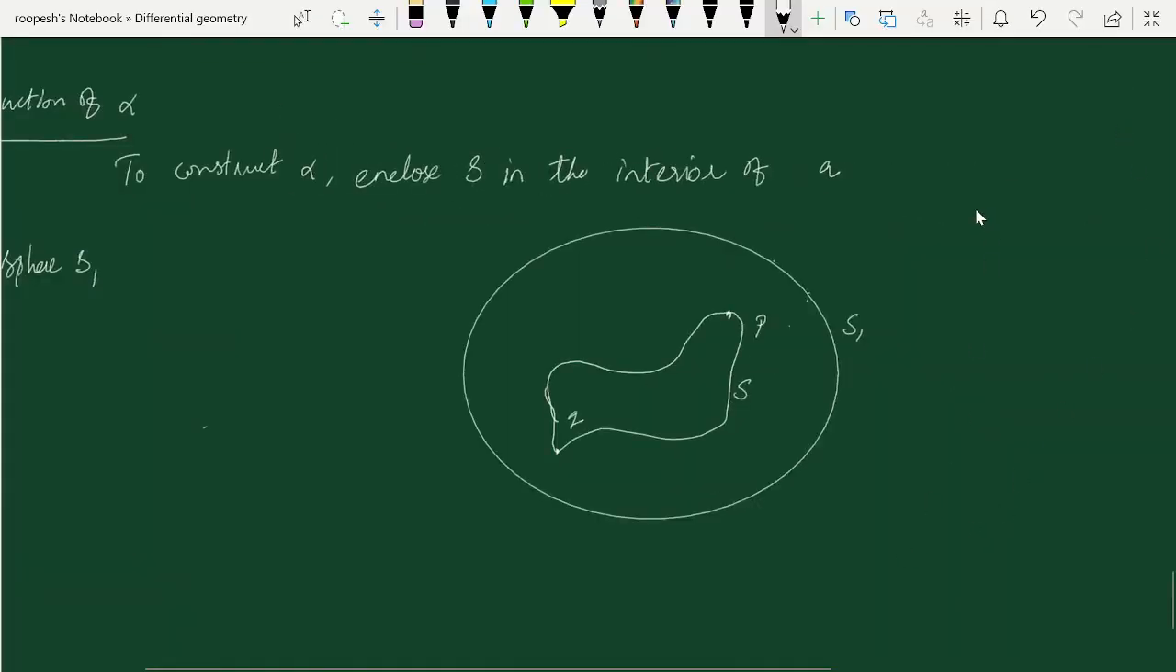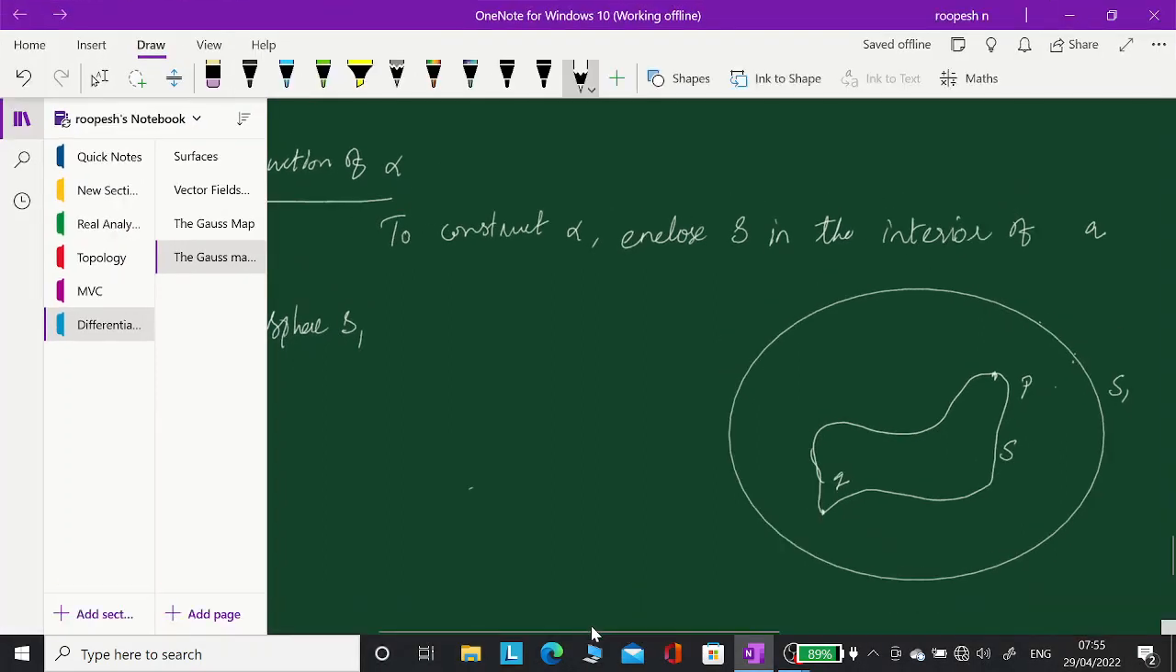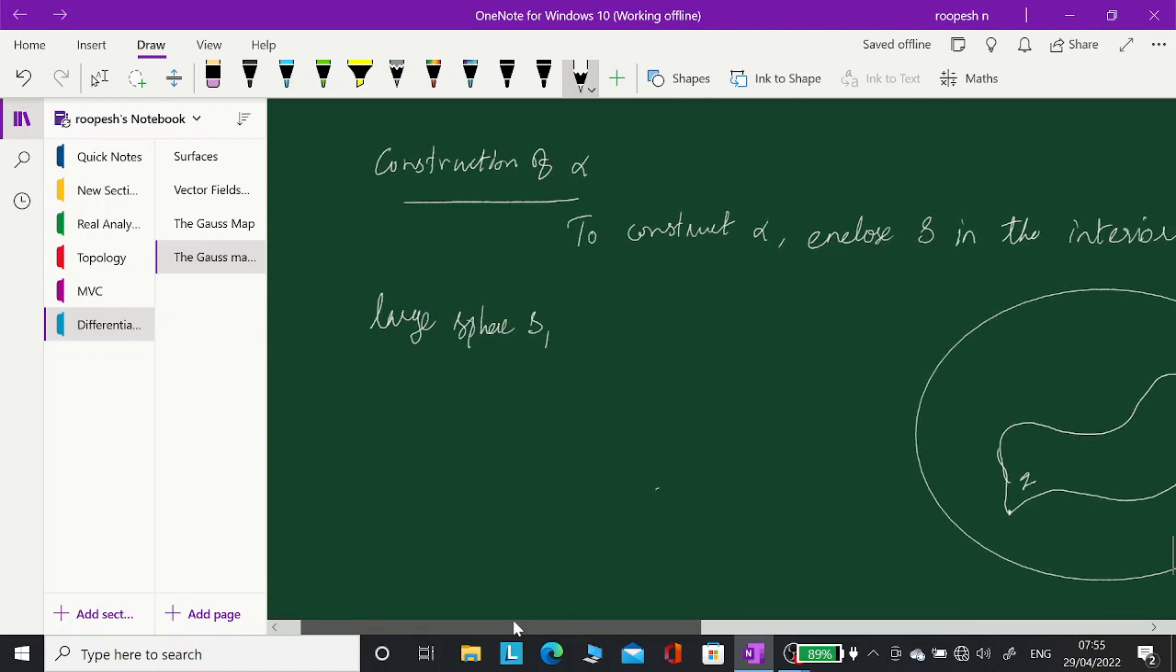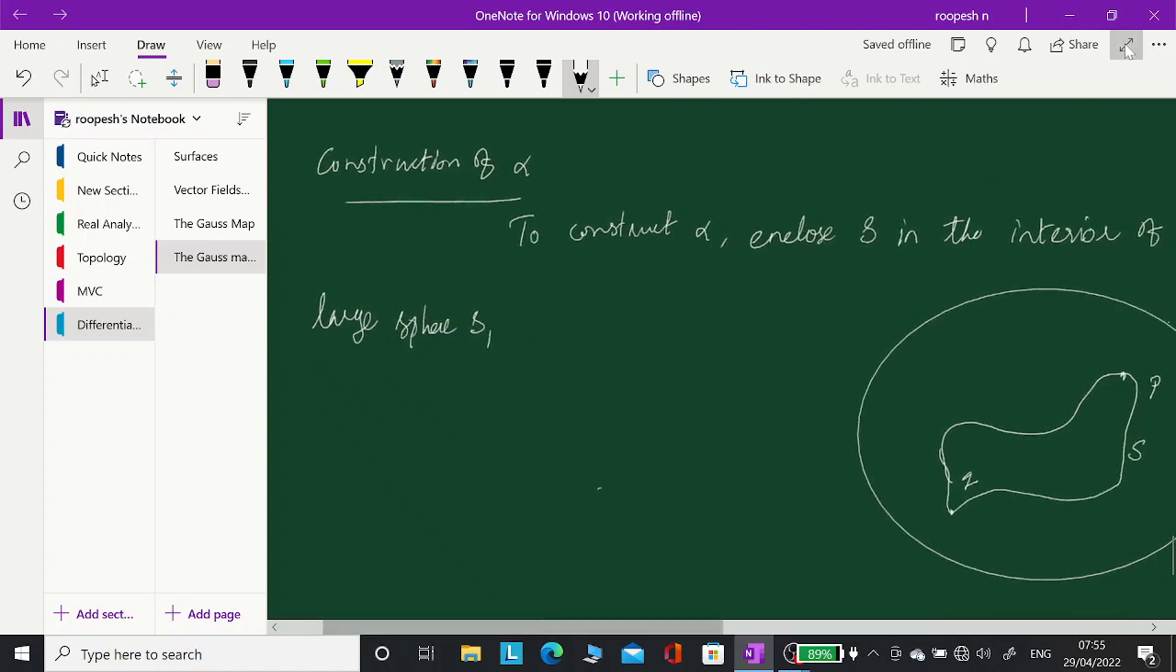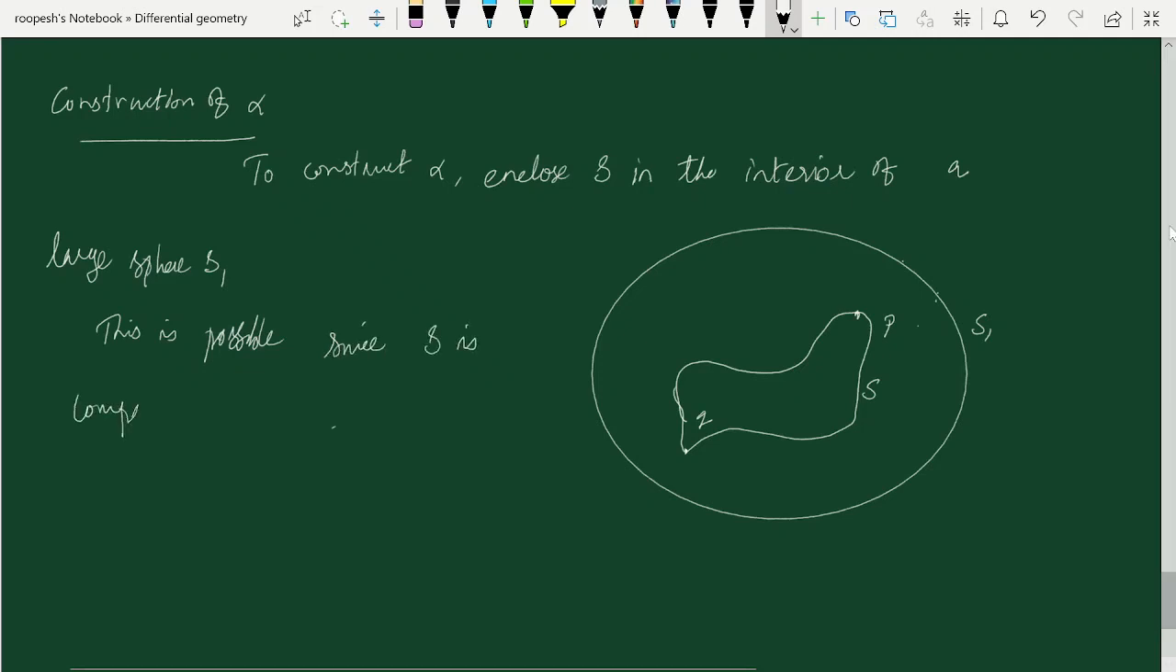Now we have the interior of the sphere S1. Okay. So we want to say that such a thing exists. This is possible since S is compact. Compact means it should be bounded, right?